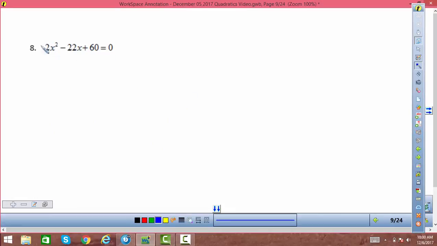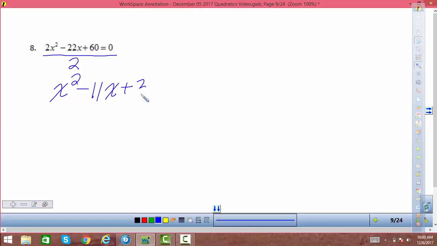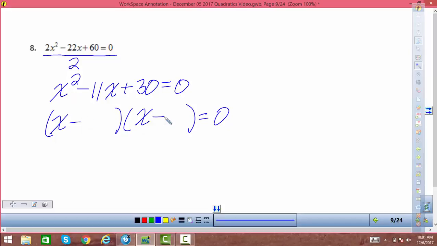Now here my lead coefficient is 2, and I have negative 22 and positive 60, so they are both divisible by 2. So I'm going to divide the entire equation by 2, giving me x squared minus 11x plus 30. So I've got a positive constant term and a negative middle term. So that means I have to do x minus and x minus.